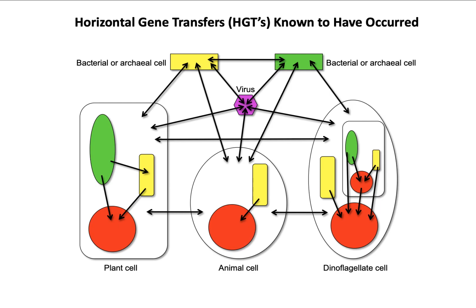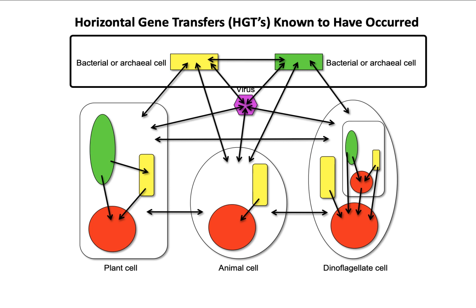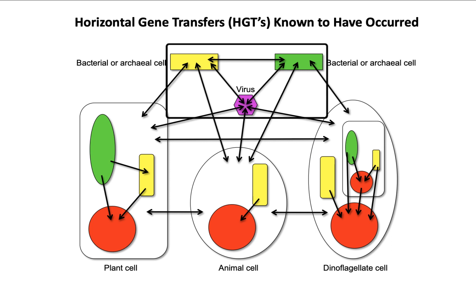Here's a simpler way to view that. So in the bacteria and archaea, there have been DNA exchanges back and forth, and these are sometimes endosymbiotic events, but more generally horizontal gene transfers, genes moving from one organism to another. Sometimes viruses are involved in transferring those sequences.